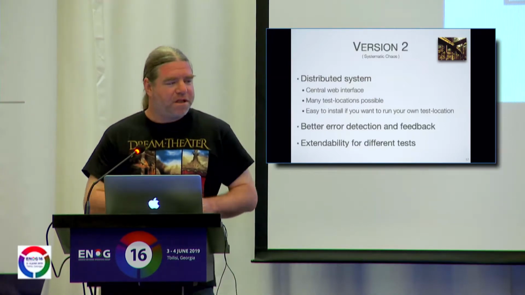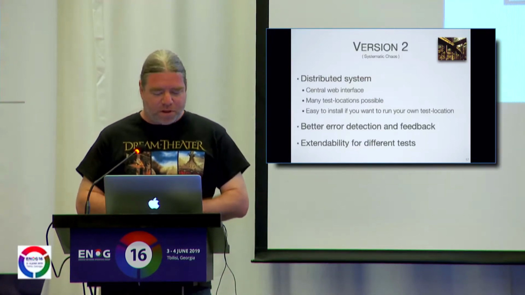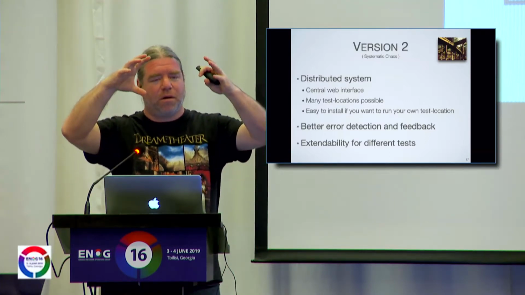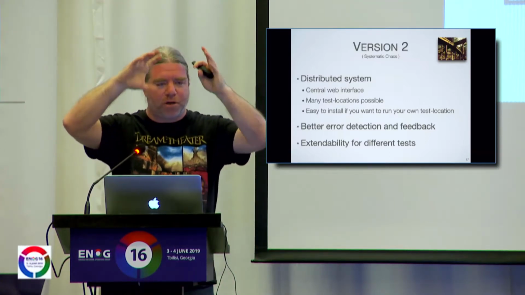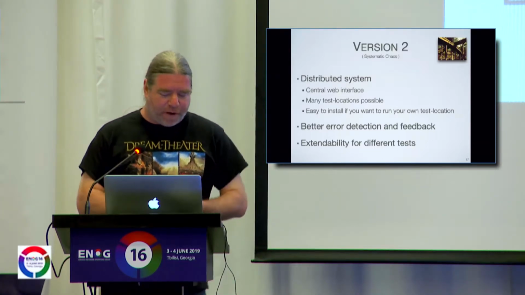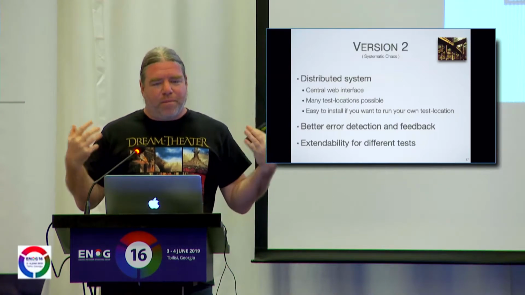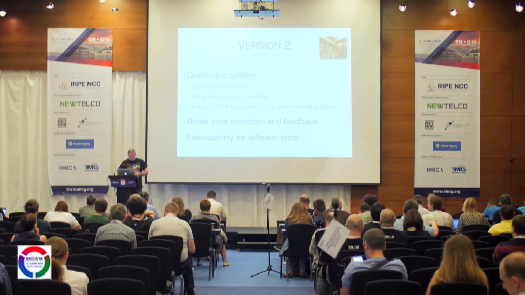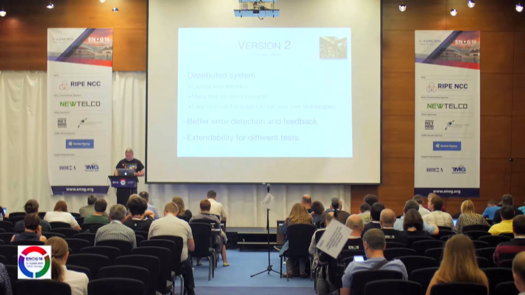Okay, a bit of systematic chaos now. Distributed system, version 2, it's distributed. That means it has one central location with a head. I will show you later. Central web interface, and many test locations possible. It's easy to install if you want to run your own test location. It has better error detection and feedback, and it has the extendability for different tests.